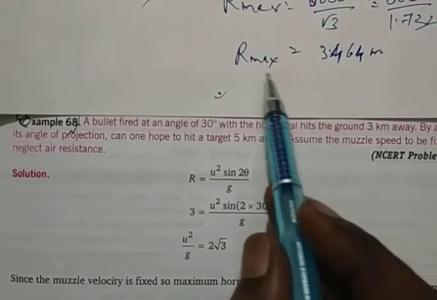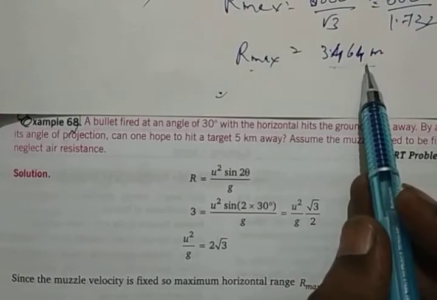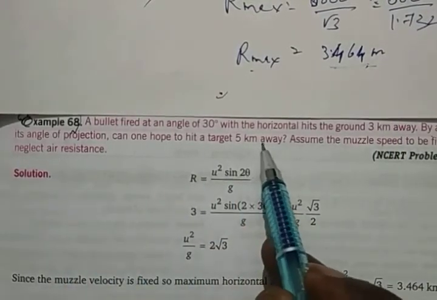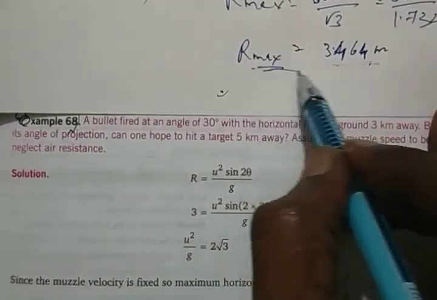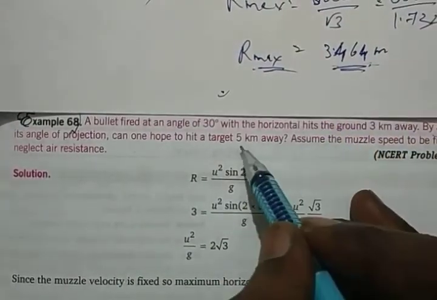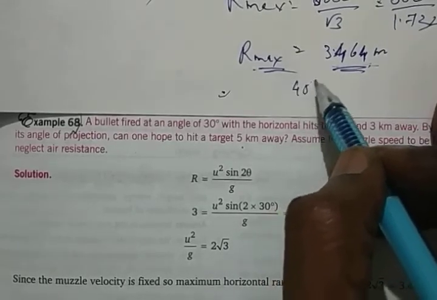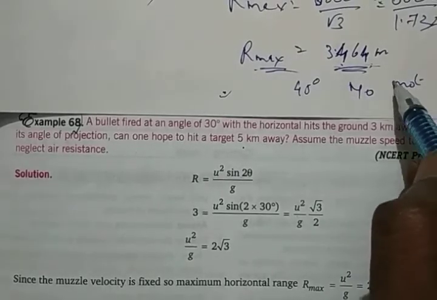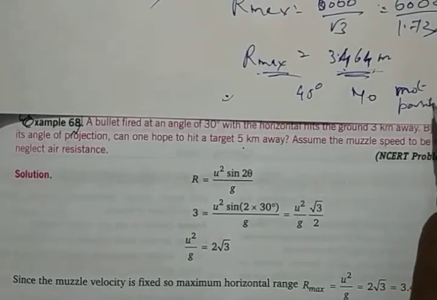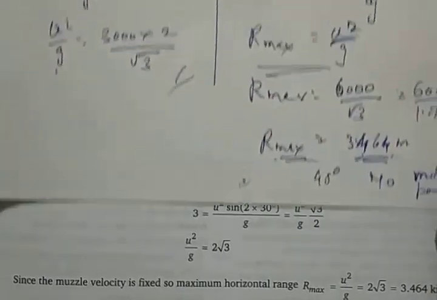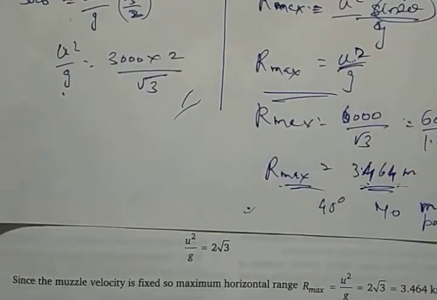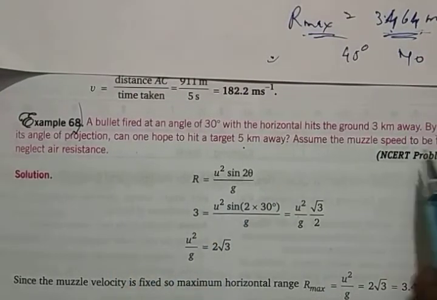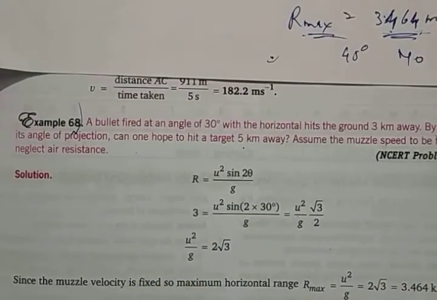The question is, with this speed, if you do it, you will get only this much. By adjusting the angle of projection, can you hope to get 5 kilometers away? Maximum you will get only this much. Even at 45 degrees you get only this much. No, it is not possible to get 5 kilometers using this velocity. So you just have to give the final answer: it is not possible.